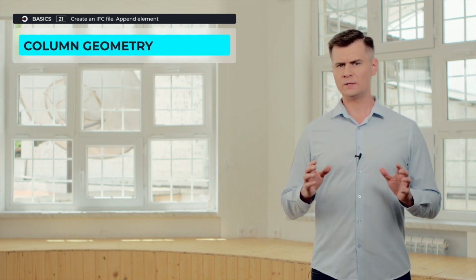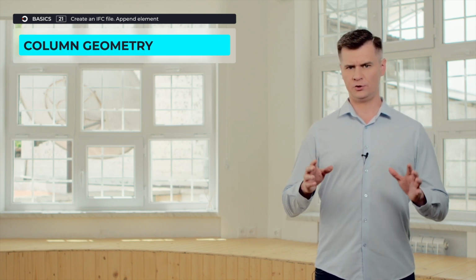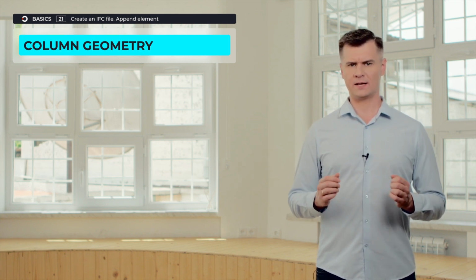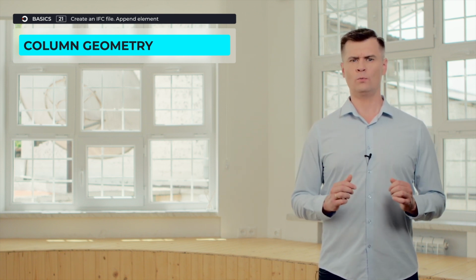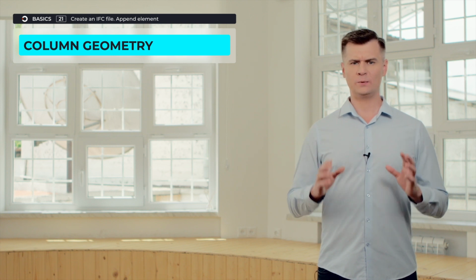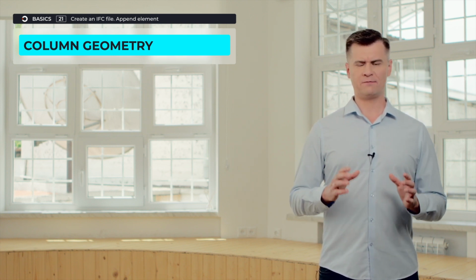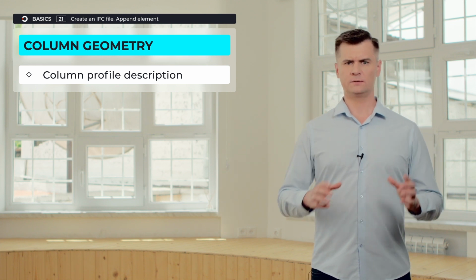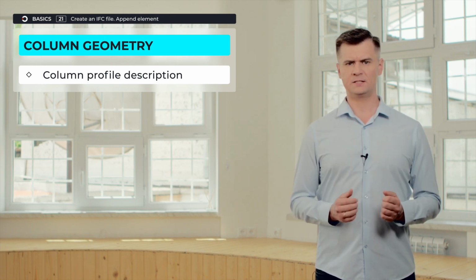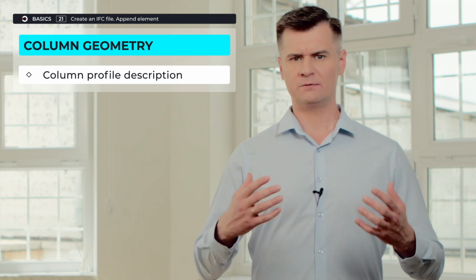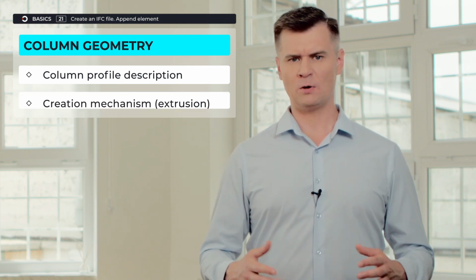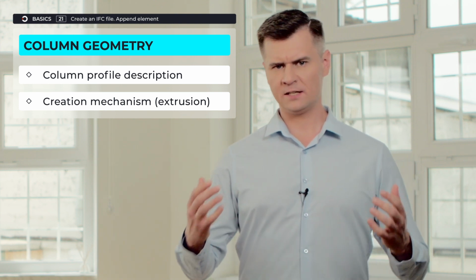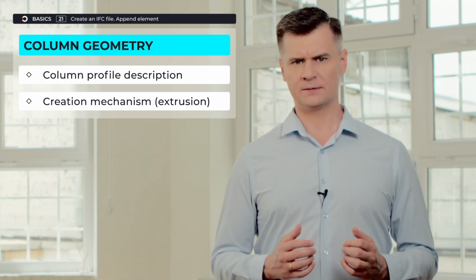Now, a couple of words about how we define the geometry. We do not simply provide coordinates or something of that kind, but the procedure is a little bit more complex. As we deal with the column, first of all, we define the column profile, its shape, its radius, as we have a circle, and so on. Next, we provide and describe the mechanism of how we create our column using this profile. It is extrusion in our case.